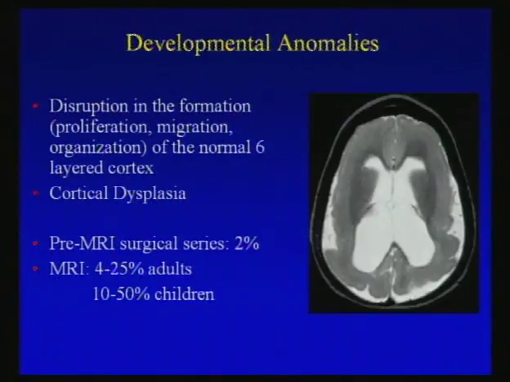And in the pre-MRI surgical series, this was thought to represent a small proportion of patients with epilepsy, but now that we're doing MRI in practically all patients, we're seeing that this is actually much more common than we thought, particularly in children. So in this case, it's a very obvious abnormal brain.